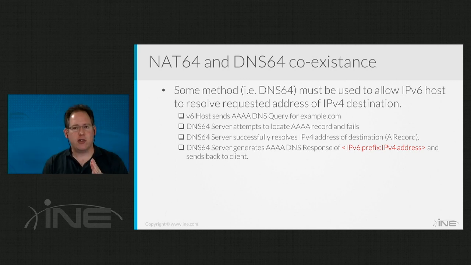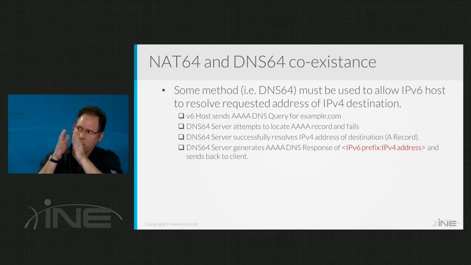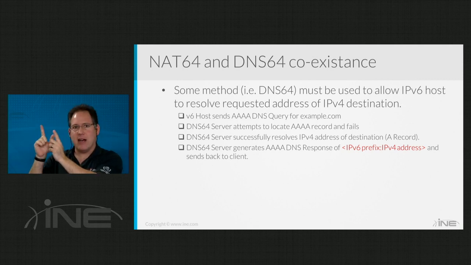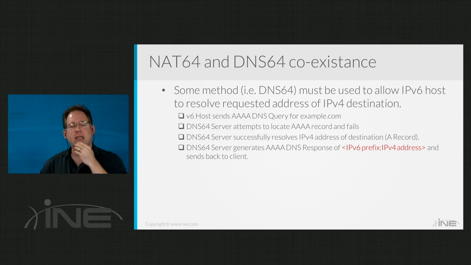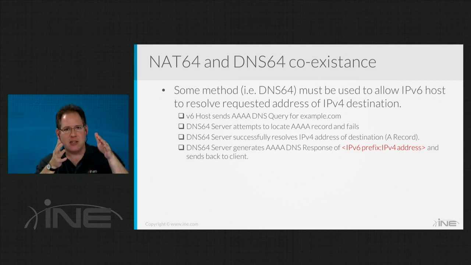That DNS64 server, when he gets a quad A lookup for ine.com, finds nothing. He says, I wonder if there's an IPv4, an A record for ine.com. So he looks over there and he says, aha, there it is. I've got an IPv4 only address. Oh, but the guy who made the request specifically asked me for an IPv6 address, and all I was able to find was an IPv4 address. I know what I'll do. I will take that IPv4 address and embed it, make it part of an IPv6 address.